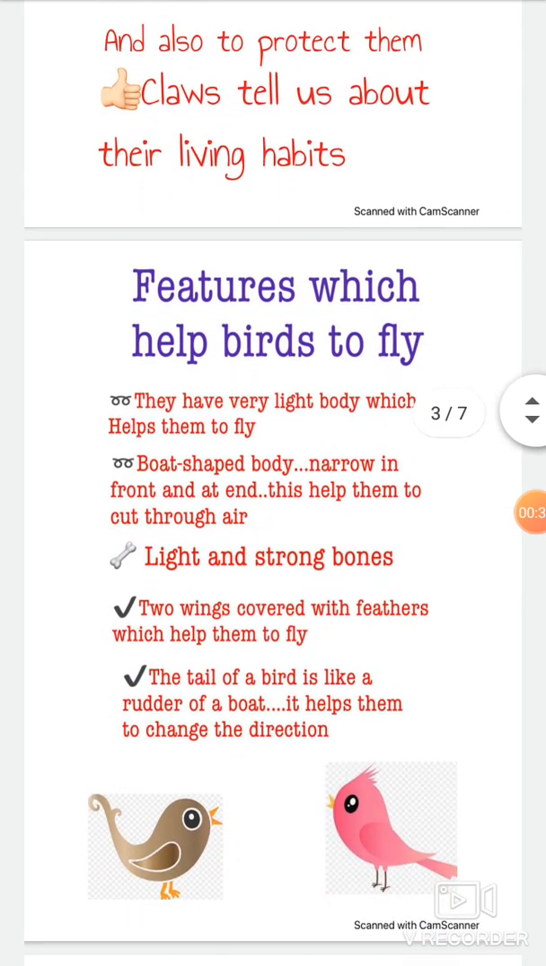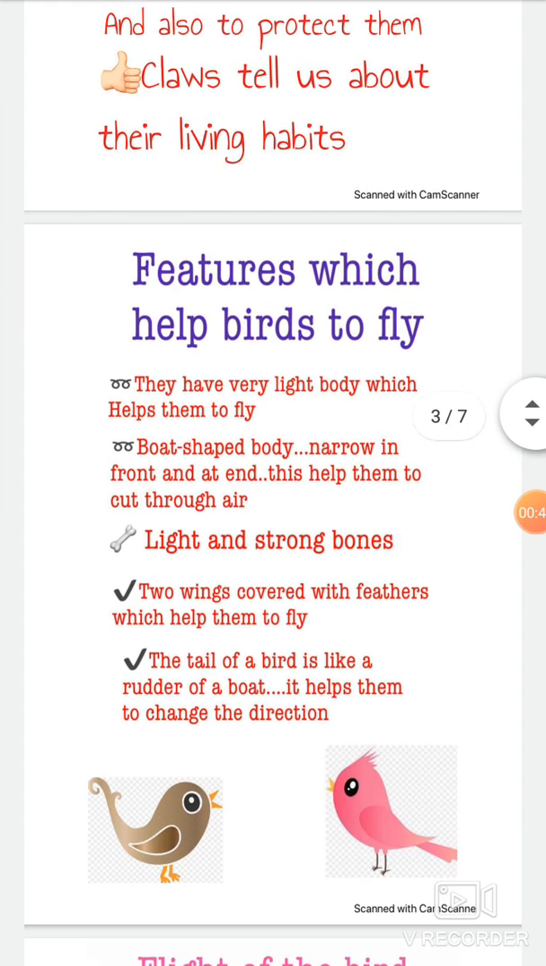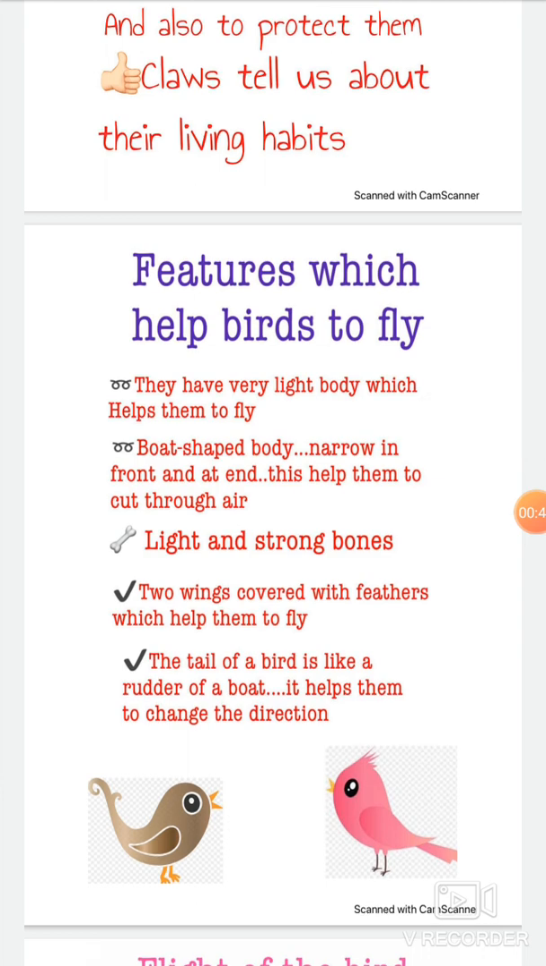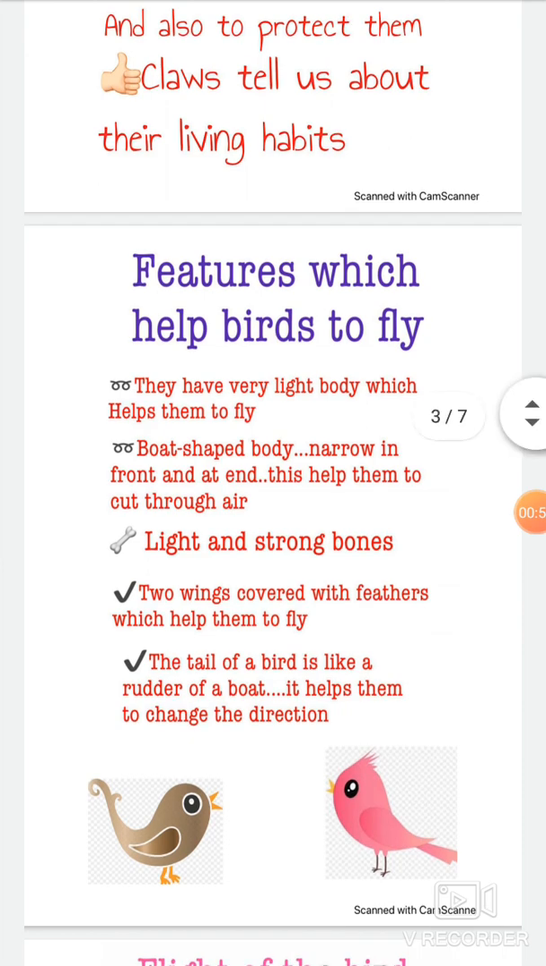Now next is features which help birds to fly. The body of birds is very light because its bones are thin, light and hollow. Hollow means empty from inside. This is the most important feature that helps them to fly. Their body is boat shaped, which is narrow in the front and at the end, while broad in the middle. This shape helps them to cut through the air. It means the shape of their body helps them to fly in the air.